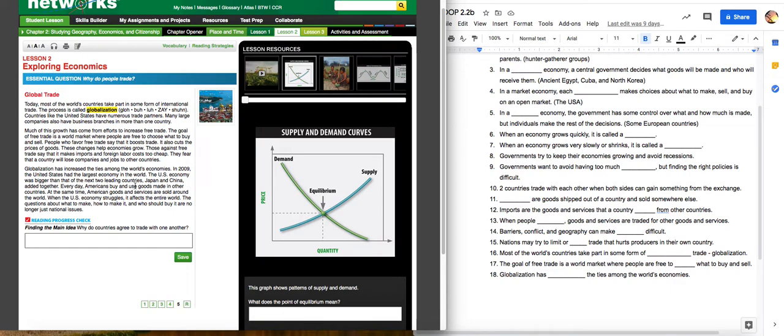Every day, Americans buy and use goods made in other countries. At the same time, American goods and services are sold around the world. When the U.S. economy struggles, it literally affects the entire world. The questions about what to make, how to make it, and who should buy it are no longer just national issues. So we need to understand this global thing. We have a huge impact, guys, and that's why a lot of world leaders go into things. That's also why there's a lot of world organizations trying to control that. And we just have to balance with what's best for America and yet still do business in the world.